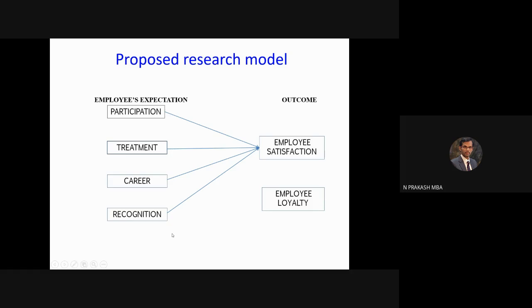That is, how the organization allows employees to participate in making decisions or in various activities while performing the business. The second one is how they are treating the employee. The next one is the career development in the organization, and the next is the recognition given to the employee when they do a better job. So these are the employees' expectations.